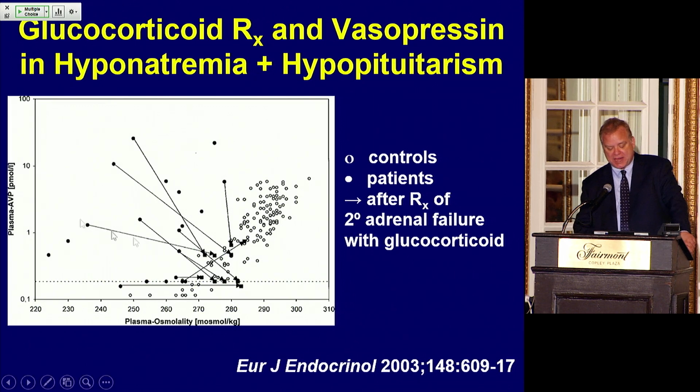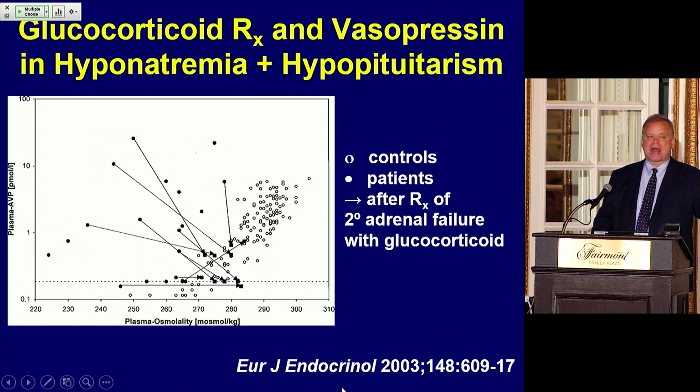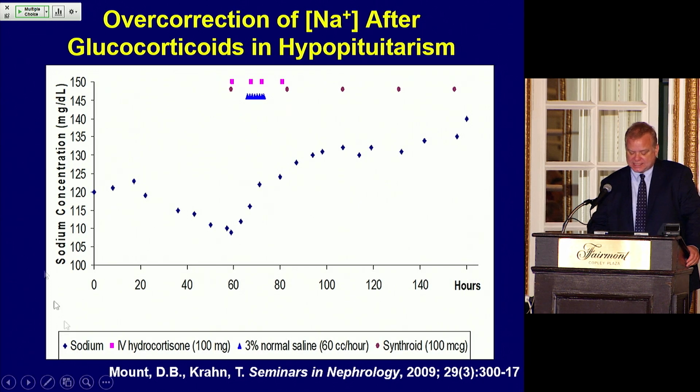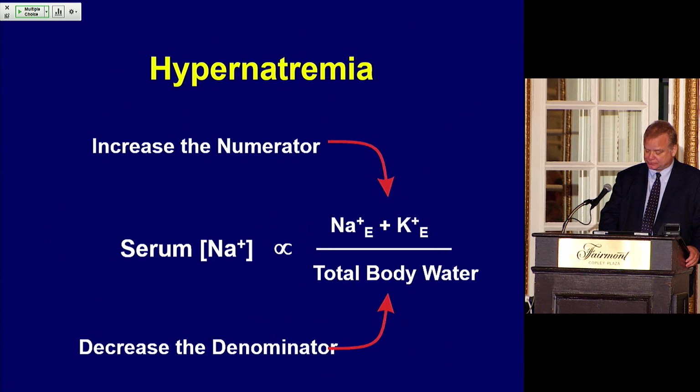So here, this is looking at patients with secondary pituitary disease and secondary adrenal failure. If you look at their vasopressin pre and post giving them dexamethasone, you see this rapid drop in vasopressin in patients that were given it. This is a case that we had at the Brigham where the patient was given high-dose glucocorticoid and had a rapid overcorrection of serum sodium in that setting.